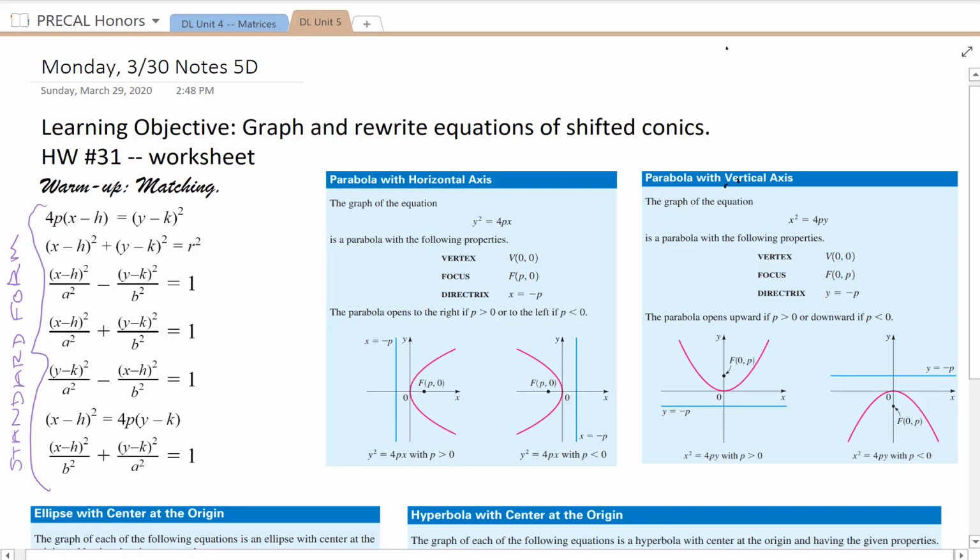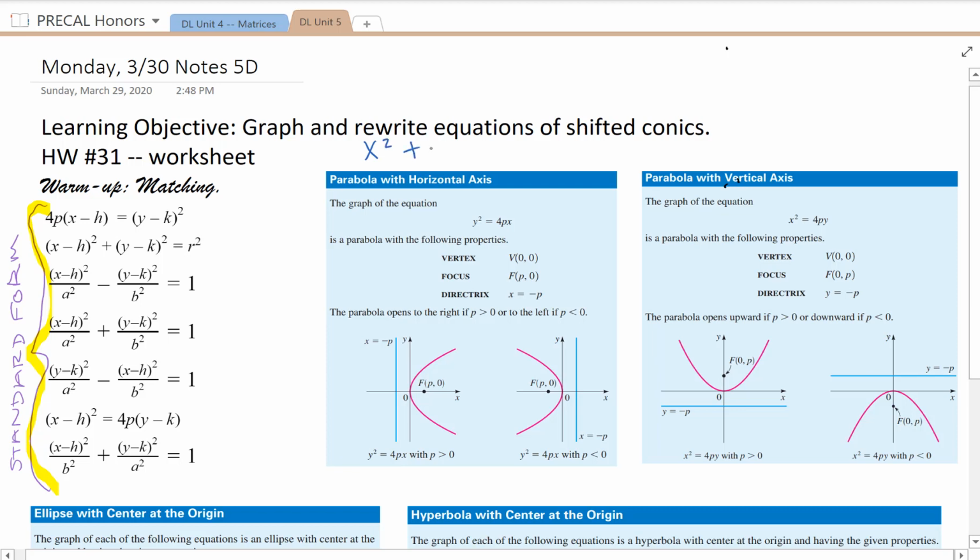Today, we're taking a trip back to conics. All right, here in your warm-up, I have written the standard form of different conics that have been shifted. I want you to try to match up the equation with which conic you think it is. Let's recall that a circle is also a conic.